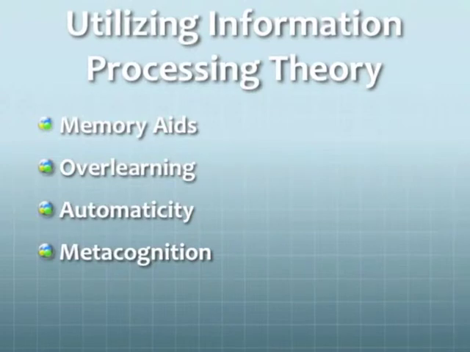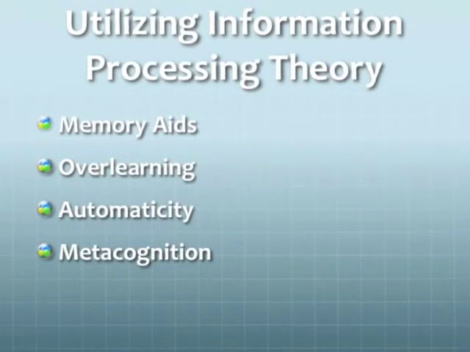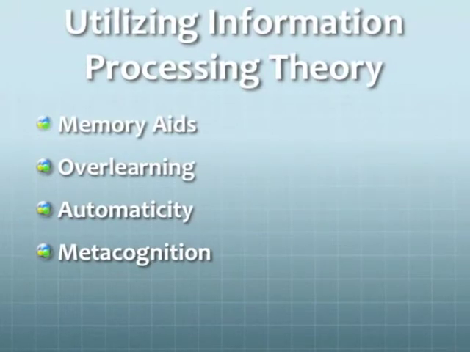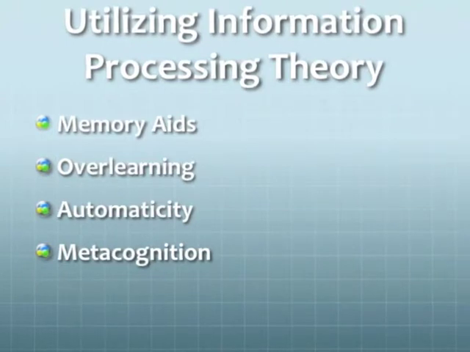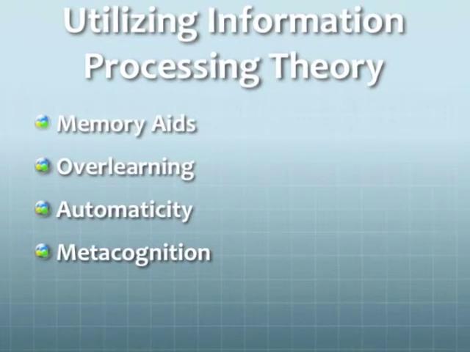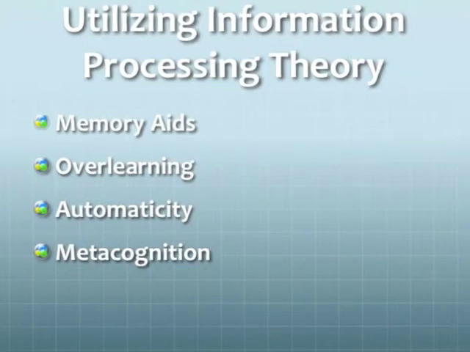You can also use overlearning. Overlearning is learning past the point of initial mastery, so that you've learned it, you know how to do it, but you're going to keep practicing, or have your students keep practicing and reviewing that information so that it becomes almost automatic. You don't really have to think about it. Which brings us to automaticity.